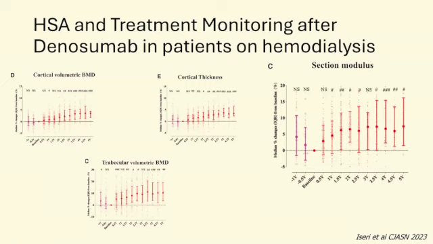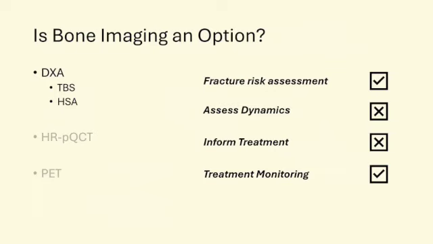So when we think about DEXA-based imaging as a biomarker for the skeletal effects of CKD, it does check off a few of these boxes. So we can definitely use it to assess fracture risk. It seems that we can definitely use it to monitor treatment, but it's not good for dynamics. And because of that, it doesn't help us at all with informing treatment choices.